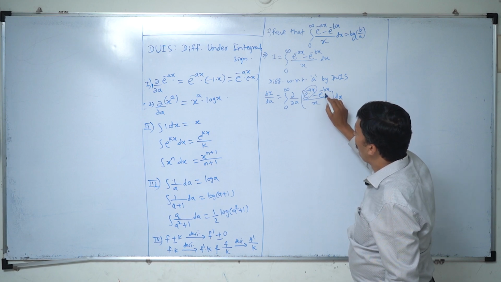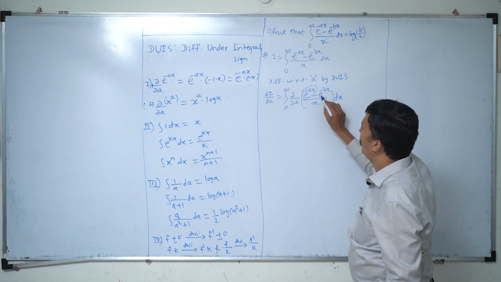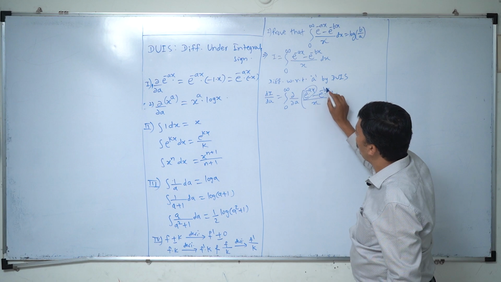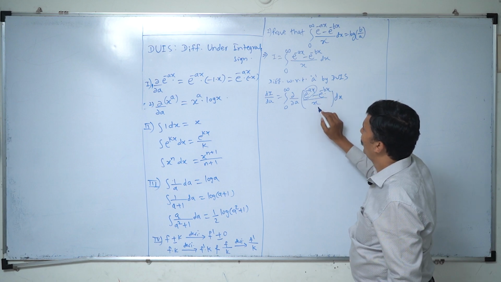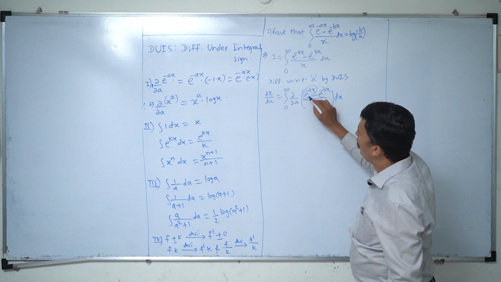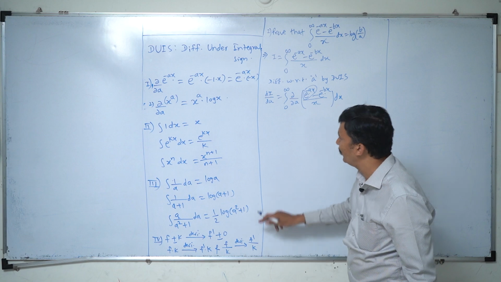This term is free from a, that means it is constant. This one is also constant. What is the relation between this term and the term of a? Subtraction. Therefore, this becomes 0. What is the relation of the term of a and this term? Division. So this constant in division remains as it is.